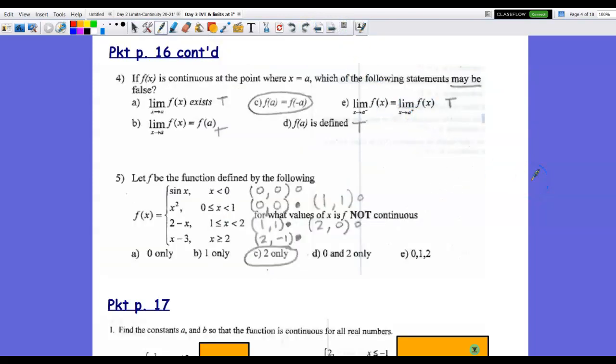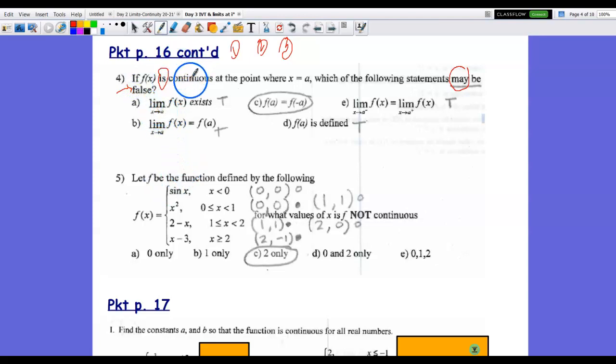Problem number 4. If f of x is continuous, meaning that we have 3 criteria: there is a y value, the limit does exist, and the limit equals the y value, which of the following may be true? Maybe, maybe not, but could be. And there's another way to say that instead of maybe: could, or no, may be false. I'm looking for the one that may be false. Be careful. These things can be really tricky.